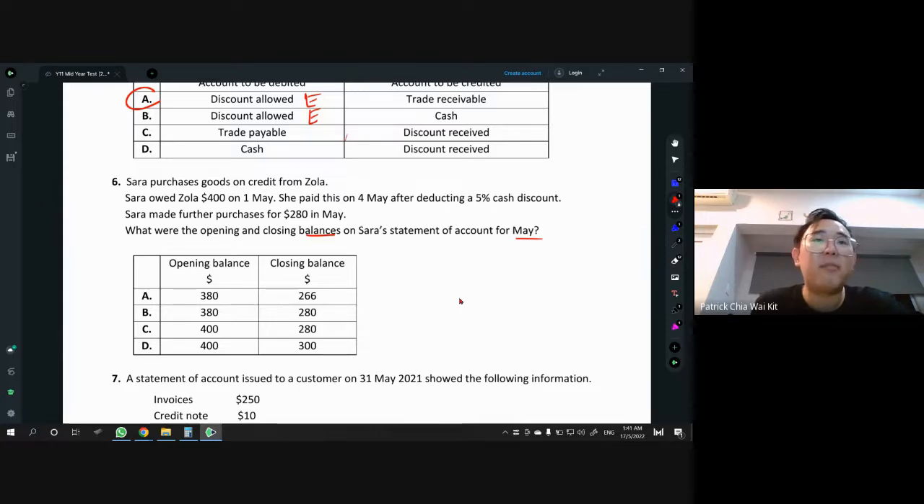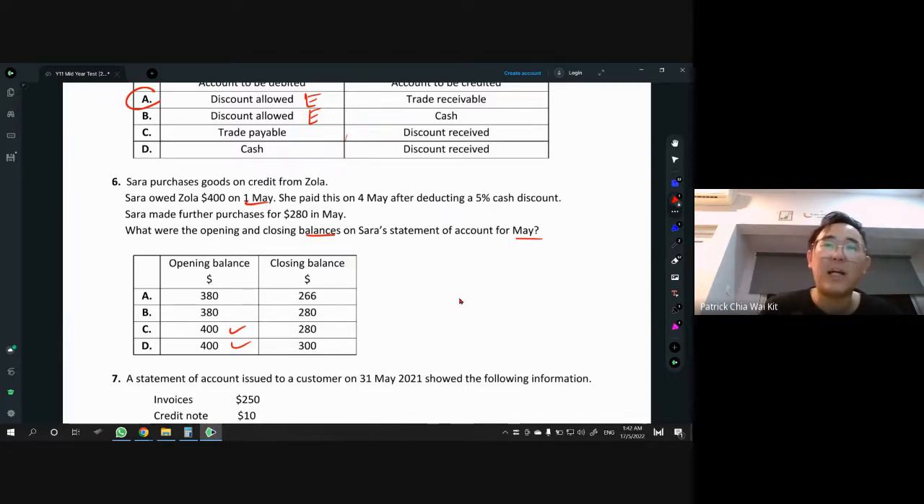What happened here is on 1st May. So what happened on 1st May? See, Sarah owed Zola 400. So very obvious the opening balance is going to be 400, right? The starting balance. So it's either C or D in this case, right? So what happened now is on 4th May, she, which means Sarah, paid to settle this, right? She paid this on 4th May. That means she's trying to settle the amount that she owed, which is the 400.